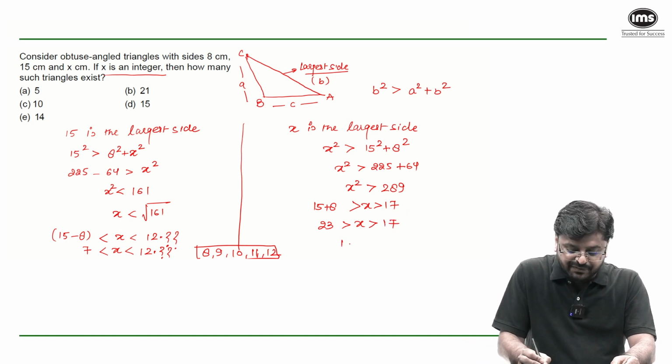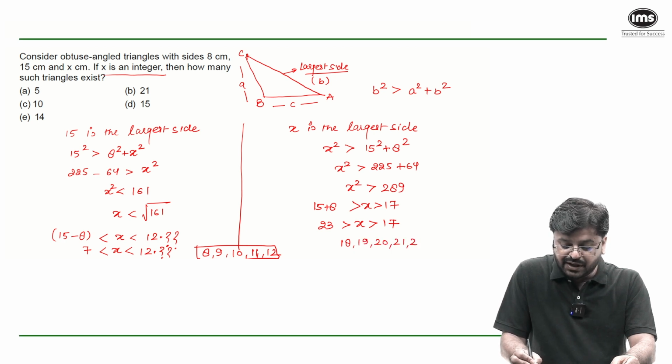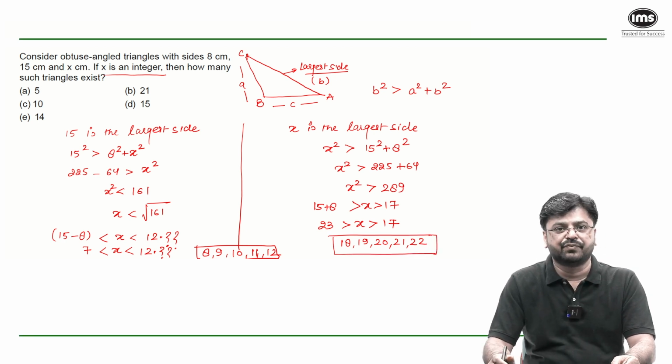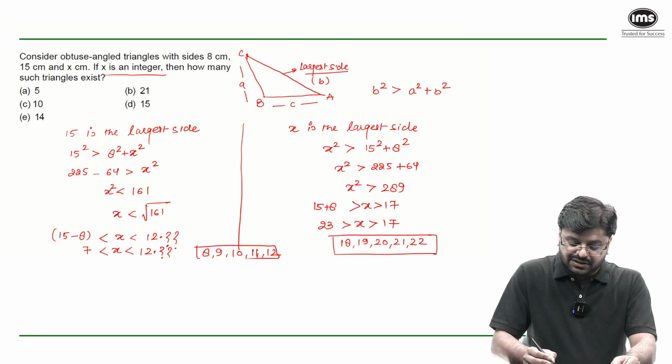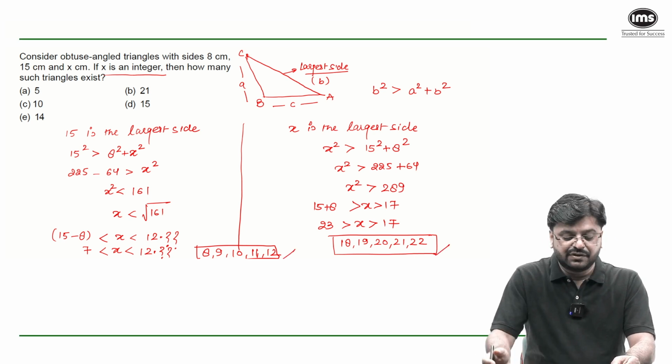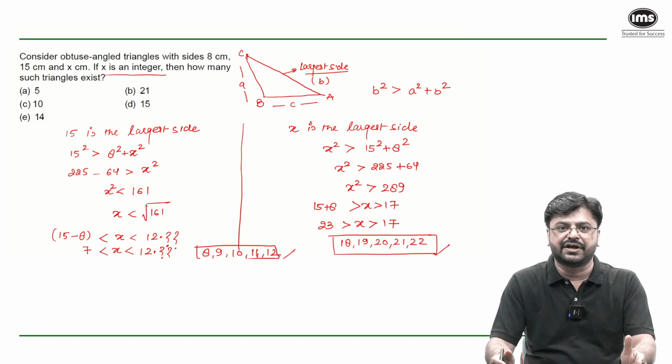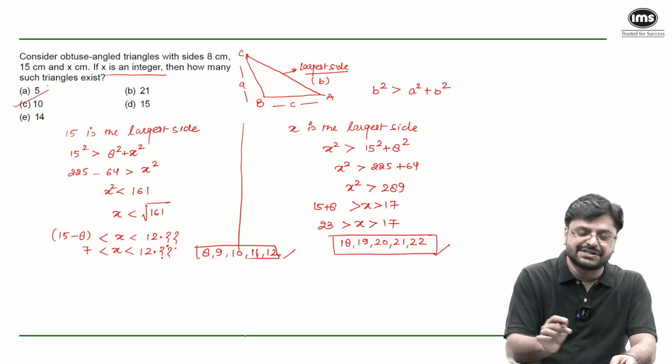So the acceptable values of x are 18, 19, 20, 21 and 22. So in all, 5 triangles from this one. So basically, this gives me 5 plus 5, 10 such obtuse angle triangles with sides 8, 15 and x. So answer option C is the right one.